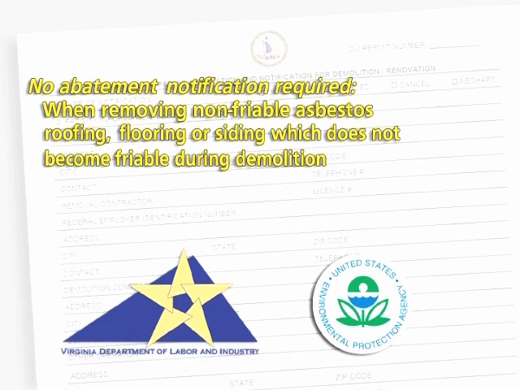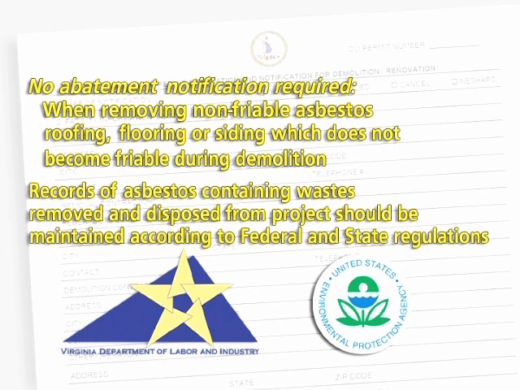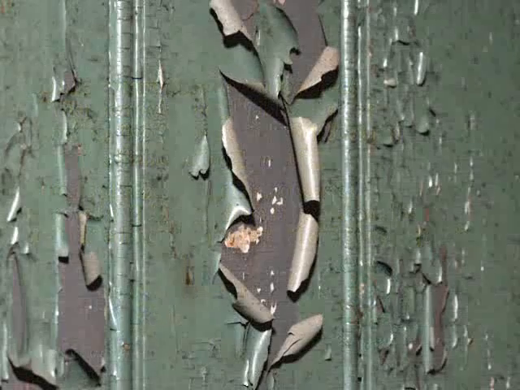No asbestos abatement notification is required for projects containing non-friable asbestos roofing, flooring, or siding materials which, when enclosed, encapsulated, or removed, do not become friable. Records of asbestos-containing waste removed or disposed from the project should be maintained according to federal and state regulations.